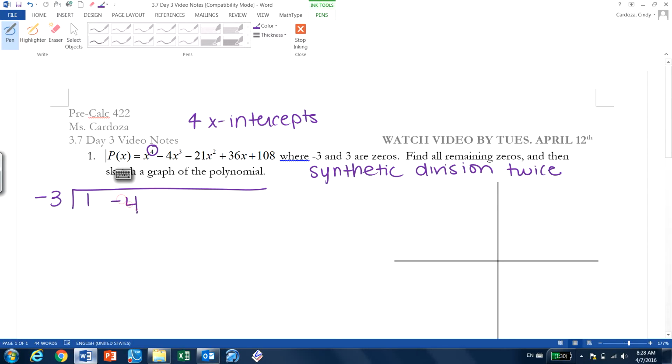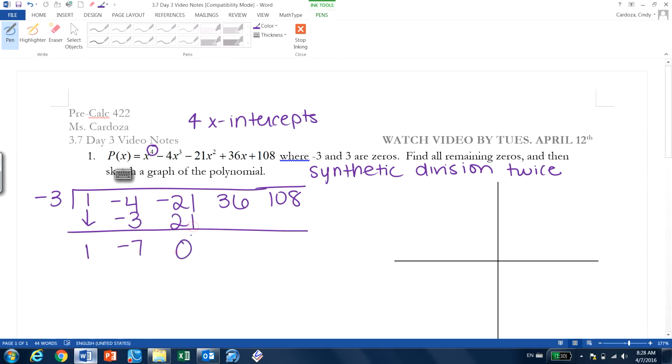And I'm going to put 1, -4, -21, 36, and 108 in the house, okay? So I'm going to bring down 1. 1 times -3 is -3, -7, 21, 0, 36, -108, and I got a remainder of 0, which is perfect. That means that it worked. That is an x-intercept, okay?